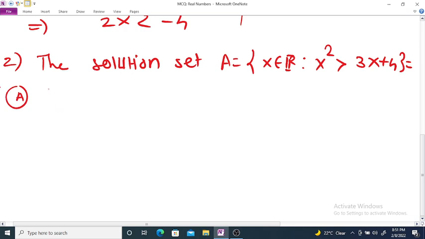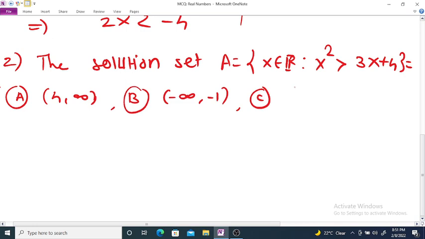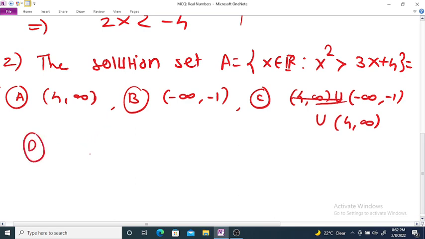option A, 4 to infinity; option B, minus infinity to minus 1; option C, 4 to infinity union minus infinity to minus 1; and option D, minus infinity to plus infinity.